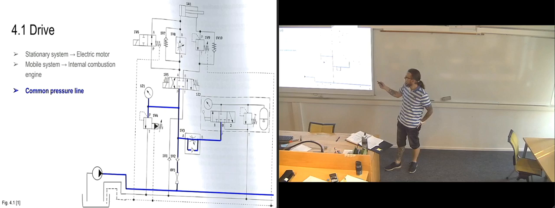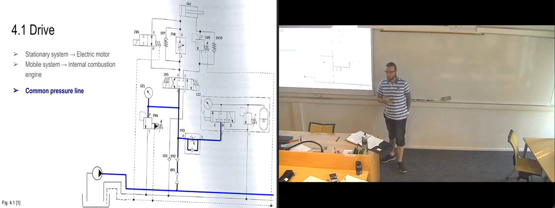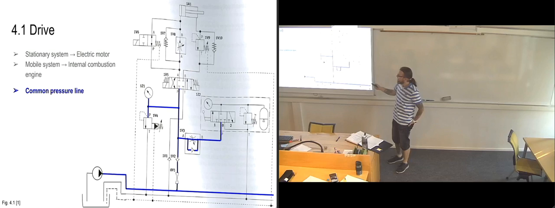going up here to this valve, and it will be going over here. Here is a manometer, which tells you how much pressure you have in your line. So it's going to tell you the pressure, and then it will be going down here. And here you have a pressure relief valve.